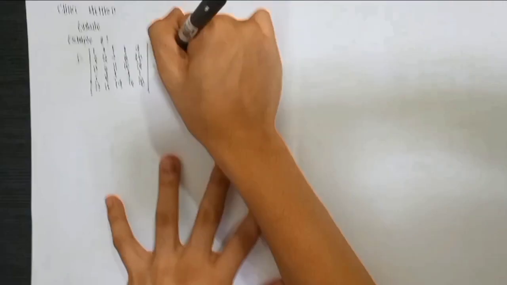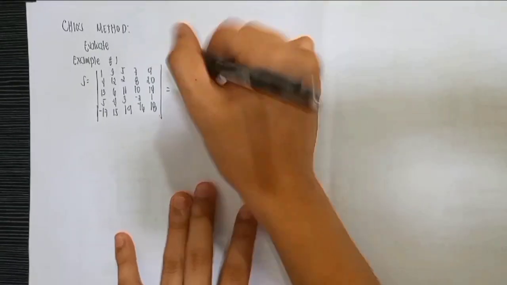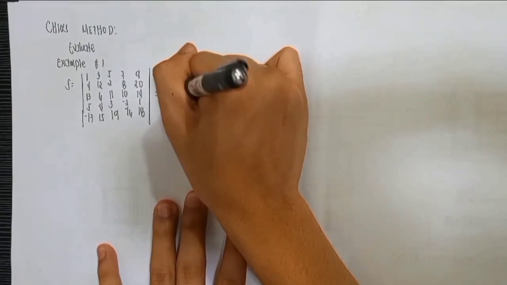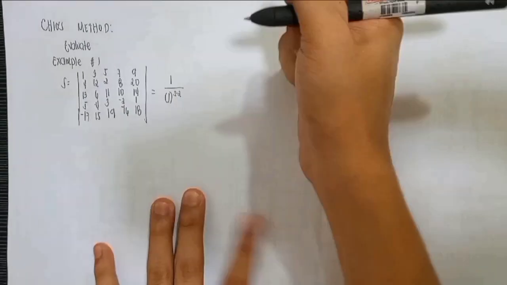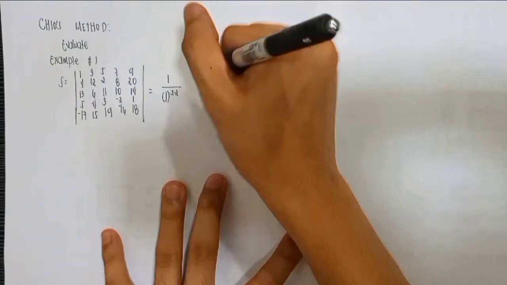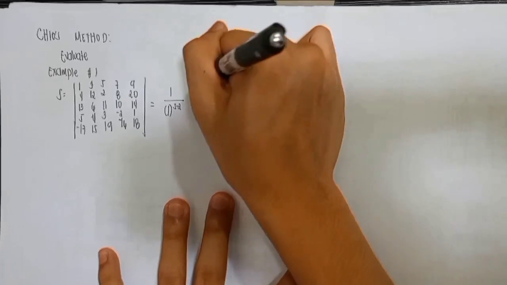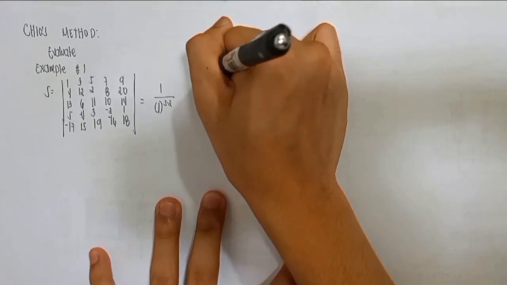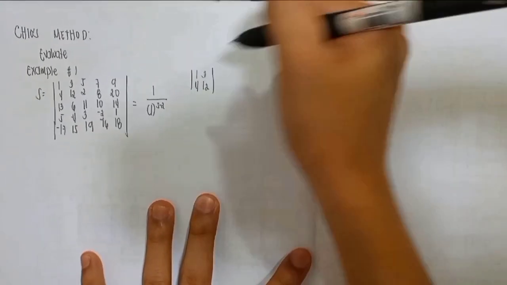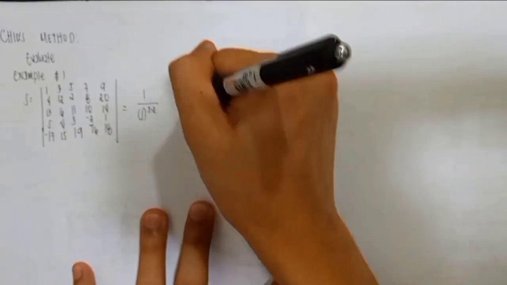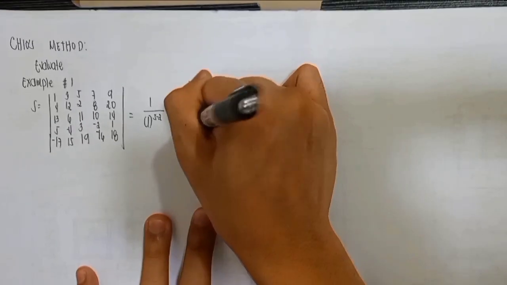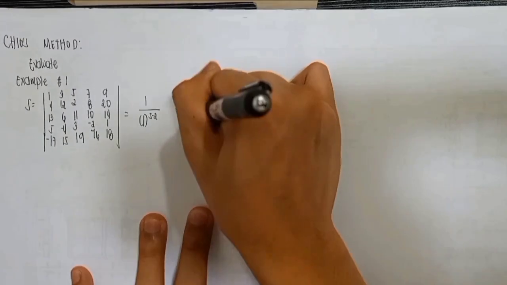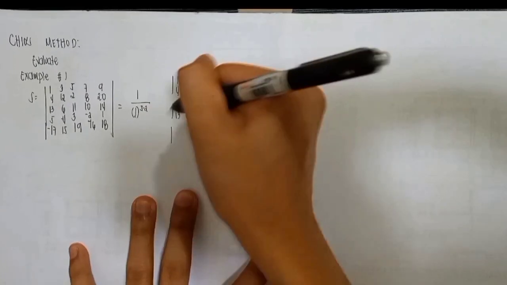In the first step, we have to write 1 divided by the first element of the matrix, which is 1, to the power of the order of the matrix, which is 5 minus 2, and 2 is a constant number. Next, you have to pick 2 numbers in the given matrix, which are 1 and 4, and it would be the same for the entire first row. Then copy 3, 12, 5, 2, 7, 8, 9, and 20, and the same process for the following rows.